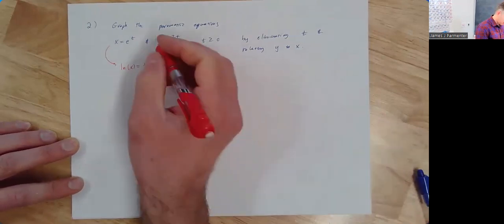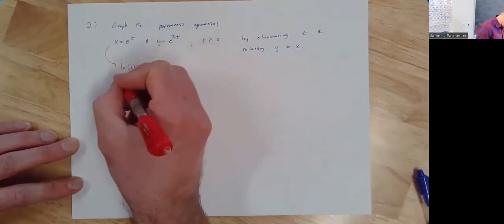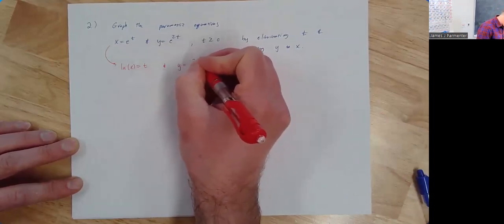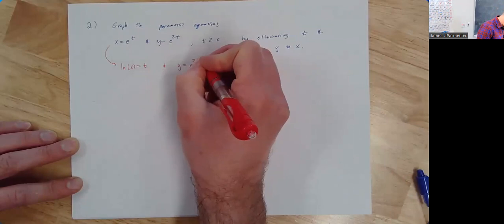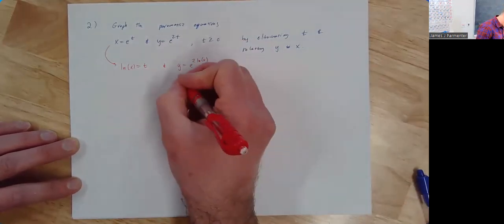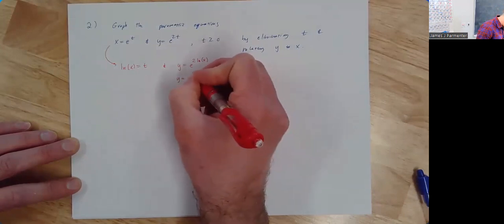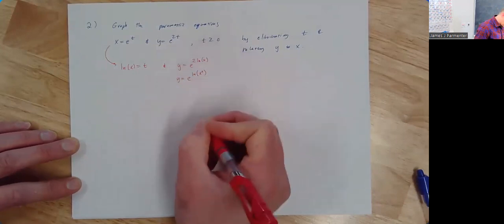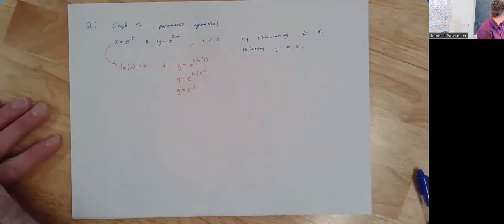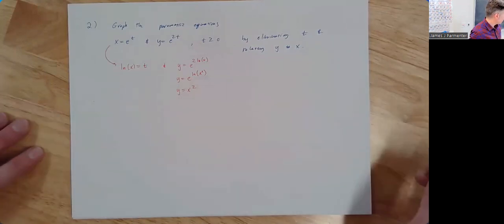And then I'm going to plug that in for t here. So then y is equal to e to the 2 times the natural log of x, which is a terrible way to write that. I should simplify that as y equal to e to the natural log of x squared, which is really just y equal to x squared. And that's kind of the hardest way to do this. It'd be much, much easier if I was just a little observant.